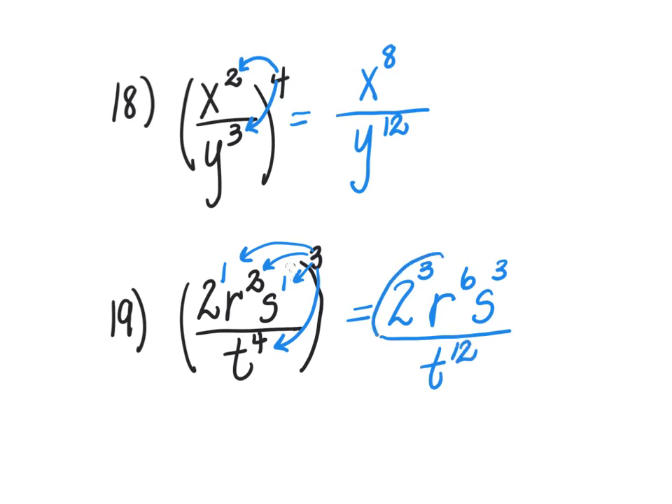Well, then I look and I ask myself, 2 to the third, can I convert that easily? Yes. 2 to the third is 8. So I'm going to rewrite this as 8 r to the 6th s to the third divided by t to the 12th.